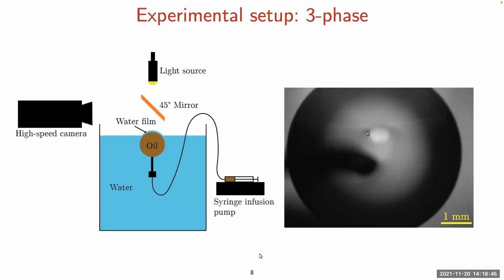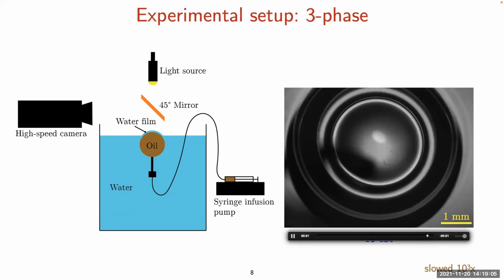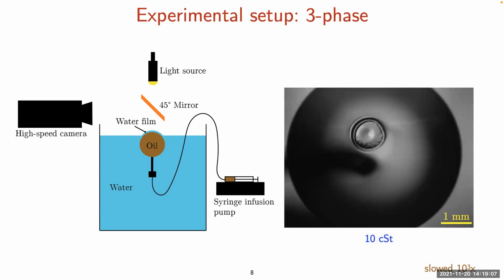So our experimental setup looks something like this. We have a water bath and an oil droplet here, which we inflate very slowly, which in turn makes this water film progressively thinner. At some point it ruptures. We capture it through a high-speed camera. So in a typical movie, you'll see this is the point of rupture. And now if I play this movie, you'll see that the water film here ruptures and spreads radially.